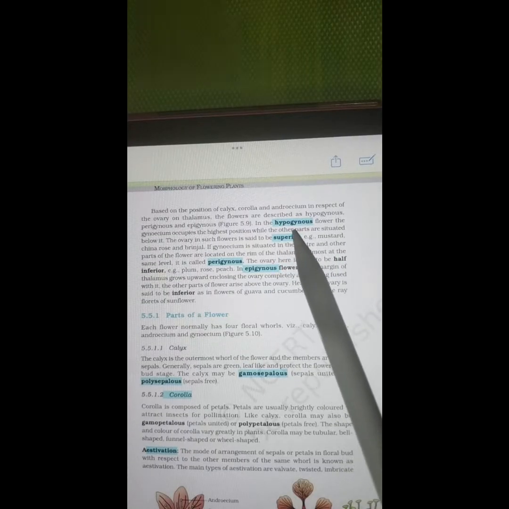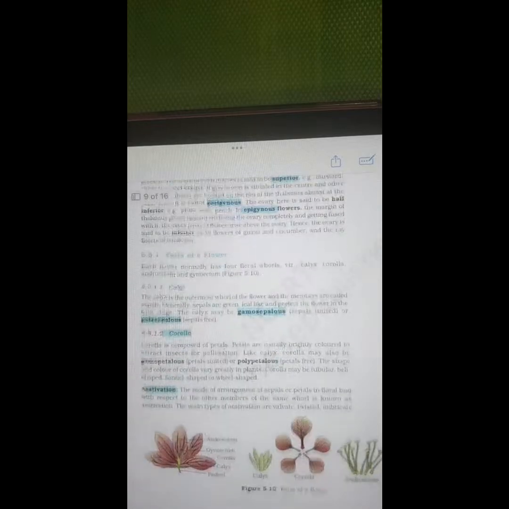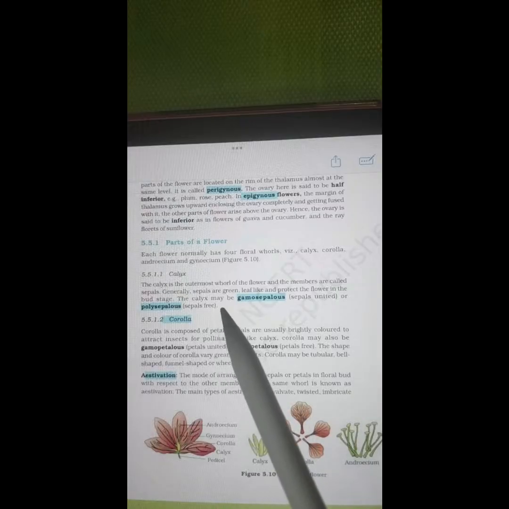So here are the words being given. I have already spoken about it. Hypogynous, superior, perigynous, epigynous. Now the parts of the flower. The first whorl is known as the calyx, which is the collection of sepals.